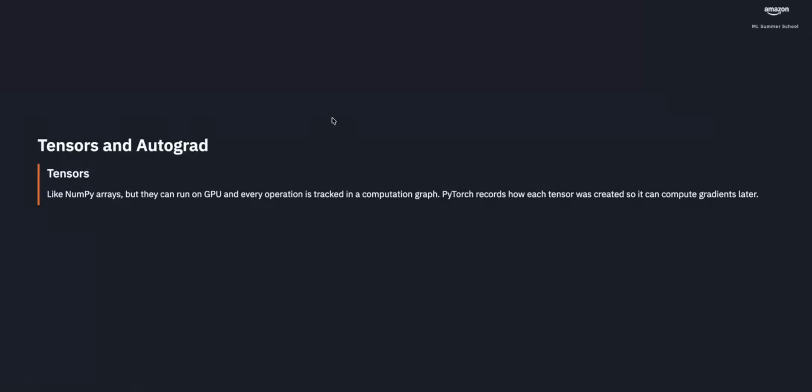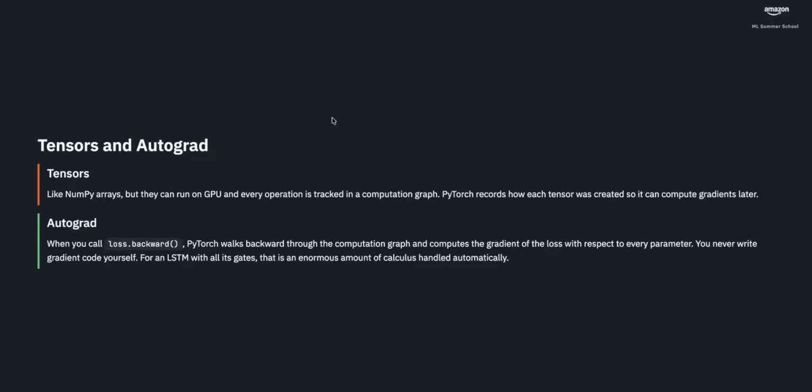First, tensors can live on GPU and run operations there in parallel, which makes training fast. Second, every operation you do on a tensor gets recorded in a computation graph. PyTorch tracks how each tensor was created from other tensors. Second, autograd. When you call loss.backward, PyTorch walks backward through that computation graph and automatically computes the gradient of the loss with respect to every single parameter. You never have to derive or implement a gradient yourself. For an LSTM with forget gates, input gates, cell states, that is an enormous amount of calculus. PyTorch just handles it for you.